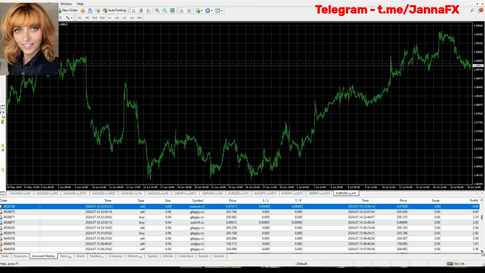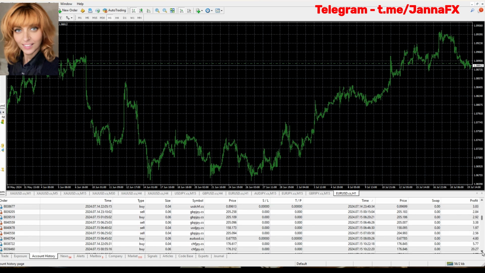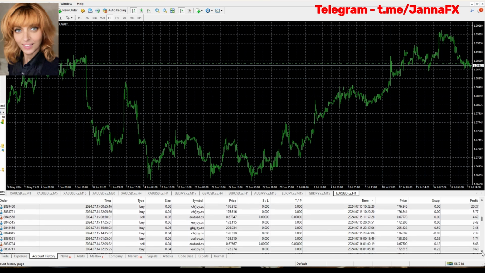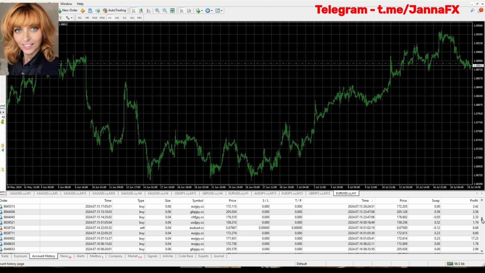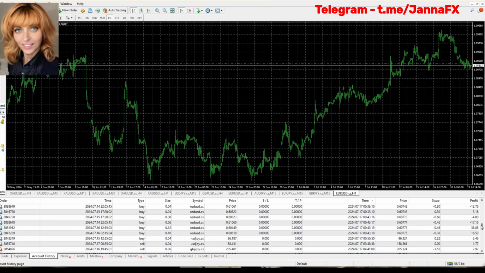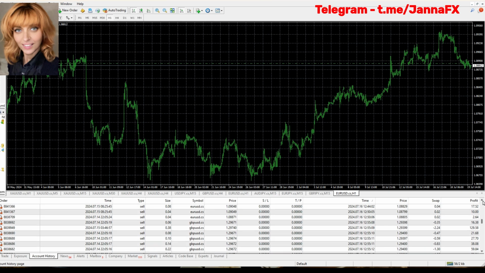It looks like it trades all sorts of pairs: the Australian, pound yen, dollar Swiss, dollar yen, Swiss yen, a lot of pairs. As you can see, lots and lots. This is the history right now. I just wanted to show you where I started from. I only put it in July.